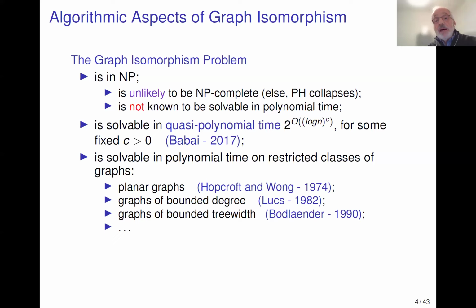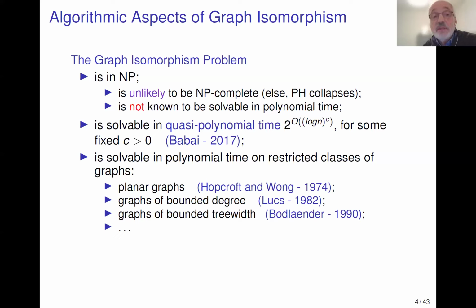In terms of upper bound, the best well-known algorithm is a quasi-polynomial time algorithm, which means it's 2 to the big O of (log n)^c for some fixed positive c. And that's a celebrated result by Laszlo Babai at the University of Chicago.